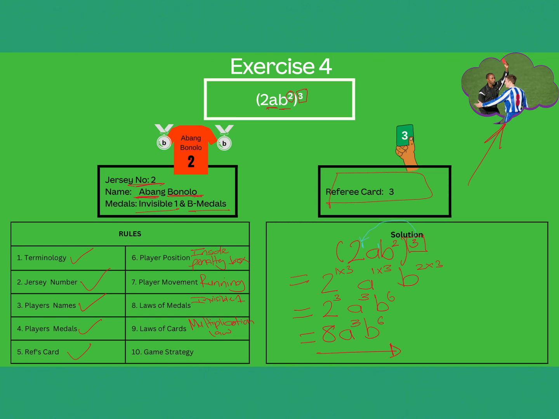So what we have done, we have identified the invisible 1 medals. Then we've multiplied using the multiplication law from the laws of cards. And we've solved the multiplication by multiplying the medals. And we further solved the jersey number. And that is our winning strategy.